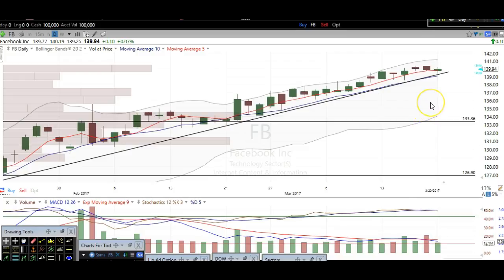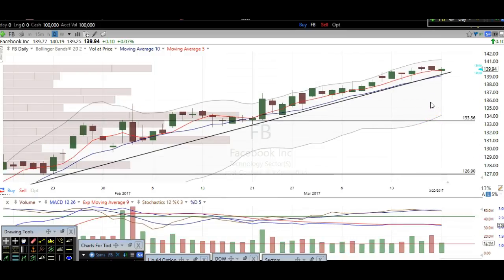And the trend is your friend, and you don't really want to fade that trend just yet. So we have to assume that the trend is going to continue until it doesn't. So until this trend line gets broken, to me, the play is long and not short.